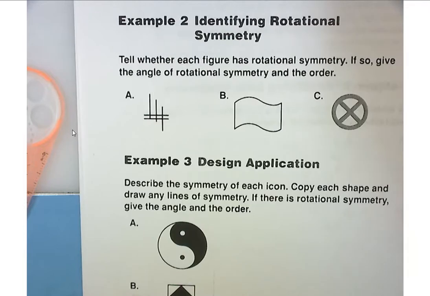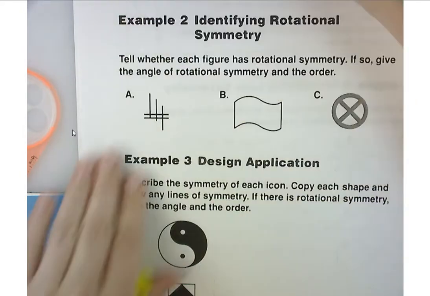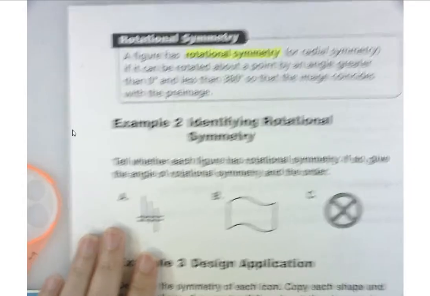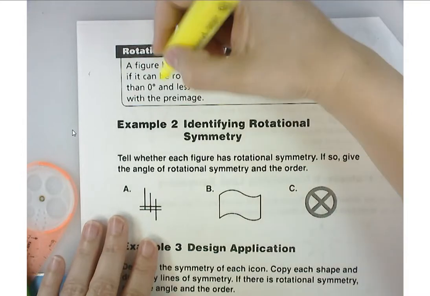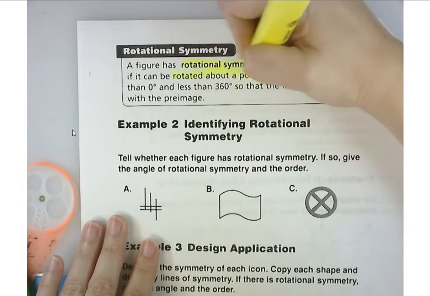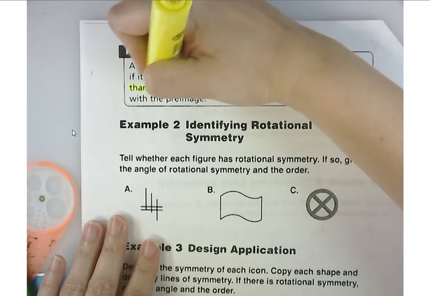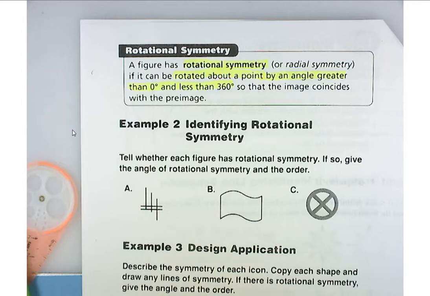So the next type of symmetry we're going to talk about is called rotational symmetry. And rotational symmetry is when you have a figure that can be rotated about a point by an angle greater than 0 and less than 360. And then again, that image is going to coincide with the pre-image.